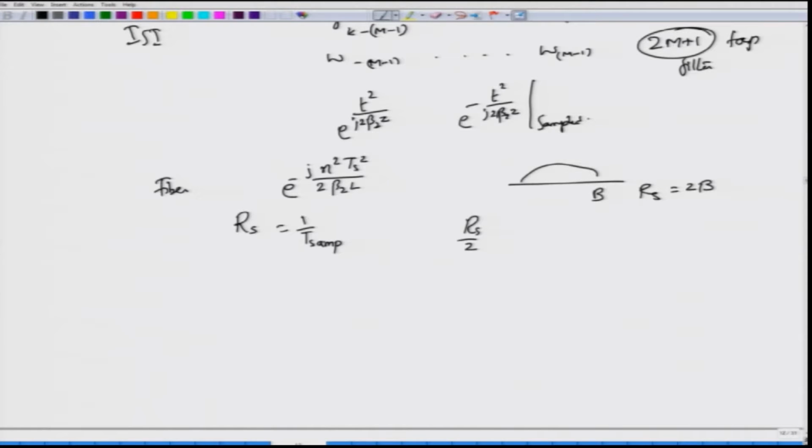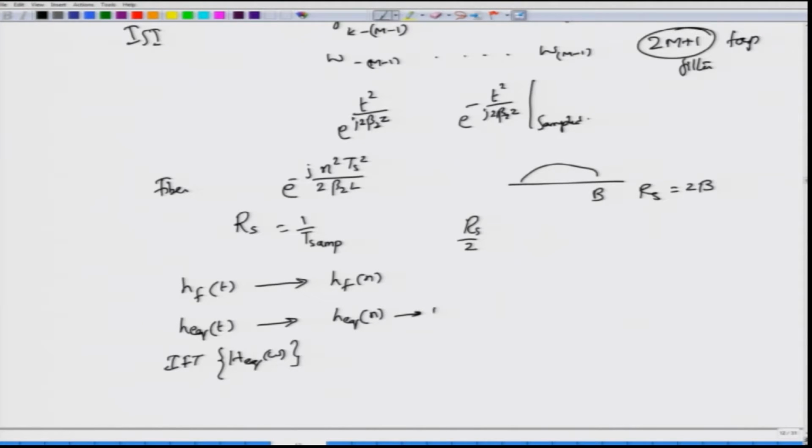So, this sampling rate you have to choose such that you convert Hf of t into appropriate Hf of n. Similarly, you convert H equivalent of t, which is the Fourier transform or the inverse Fourier transform of H equivalent of omega, I am assuming that there is only going to be a sign change there, right, and this has to be converted to H equivalent of n, which is nothing but all the W n's that we have looked at. So, all the W n's that we used in the time domain convolution are actually coming from this H equivalent of n.